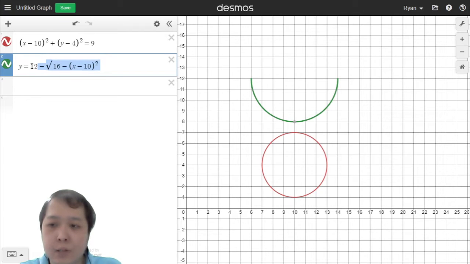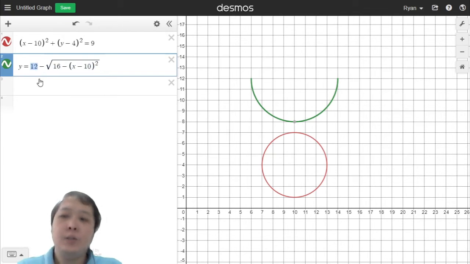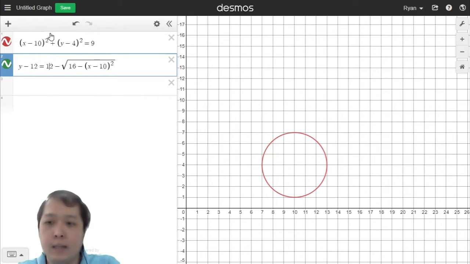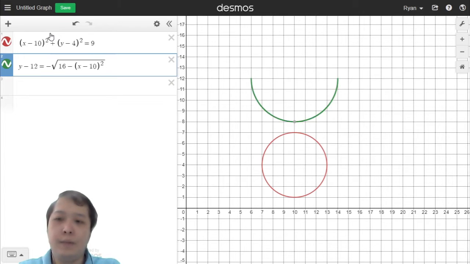And remember, this 12 is only to shift the center of the circle vertically, the y part only. Originally it's like this, right? You can think of this as this way too, because this is kind of easier to see. So the 12 is not there to mess up this idea of the right hand side. This is always negative.